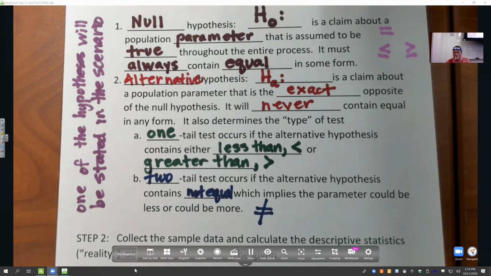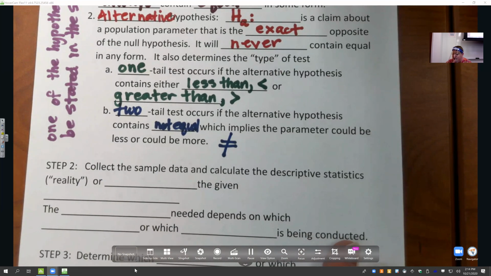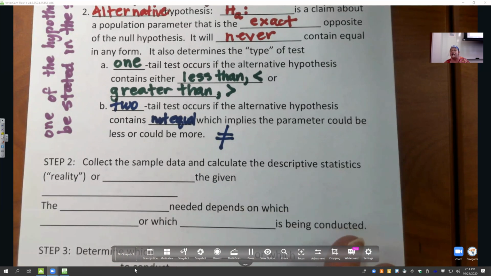So the first step is we state our hypotheses. Then the second step is you would collect the sample data and calculate the descriptive statistics. If you were truly doing real world research, you've posed your research question, then you're going to go out and collect your data and have to do all of the steps we were doing before, creating our frequency distribution, creating our histograms and our stem and leaf plots, finding those descriptive statistics, mean, median, mode, range. You'd have to do all that, okay?